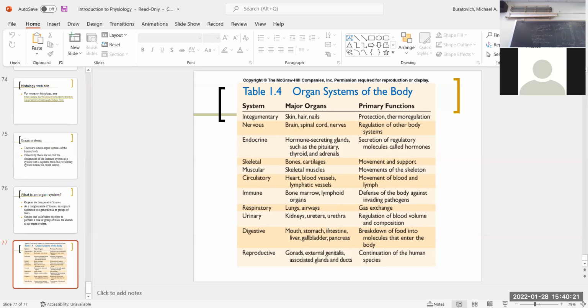Urinary system, very important for regulation of ionic composition of the blood and volume of the blood, and then excretion as well. Digestive system to bring energy into your body in the form of food, and then the reproductive system to perpetuate the species, and also for bonding of husband and wife and so on and so forth.